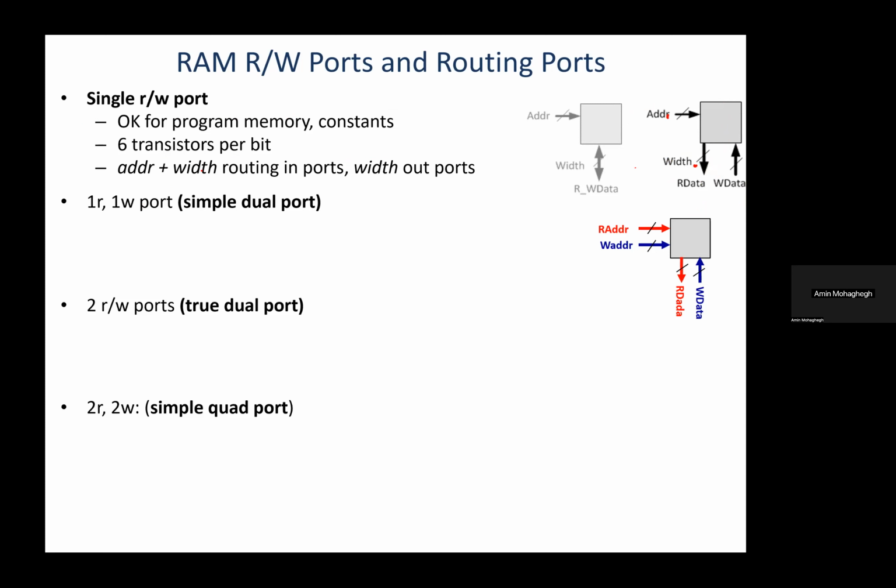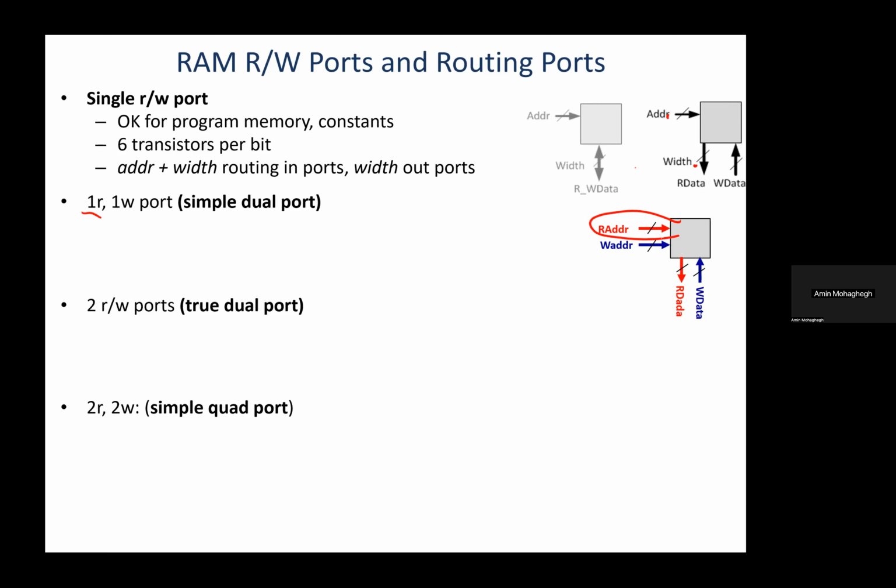Does everybody get that? Because otherwise the other ones are going to be complicated. Okay, so that's the simplest RAM we can build. We can make it a little more complicated. We can make a simple, what FPGAs call simple dual port. That means one read and one write port. And I've shown that over here.